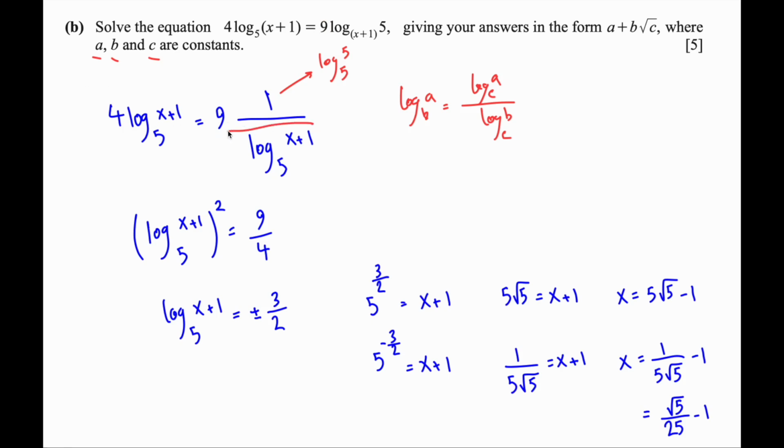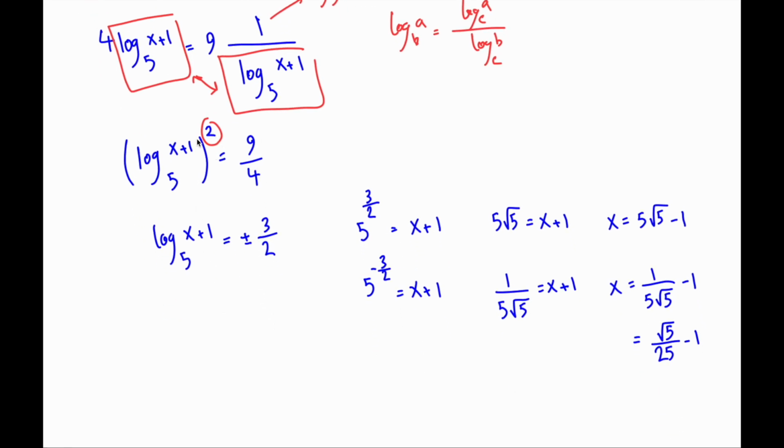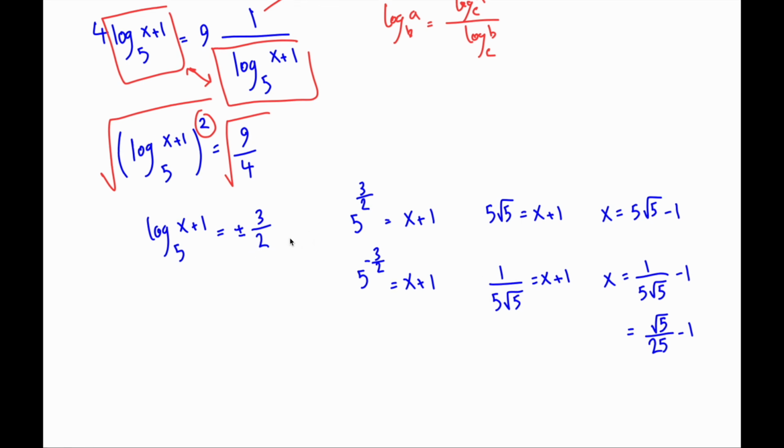Now that I have two identical terms, I can do cross multiplication, so the logarithm is raised to the power of 2. I bring 4 to the other side, it goes down, so you perform cross multiplication here. And then lastly, I have to get rid of this 2. I can take the square root of both sides, which leads to plus or minus 3 over 2. So that gives me two different paths.